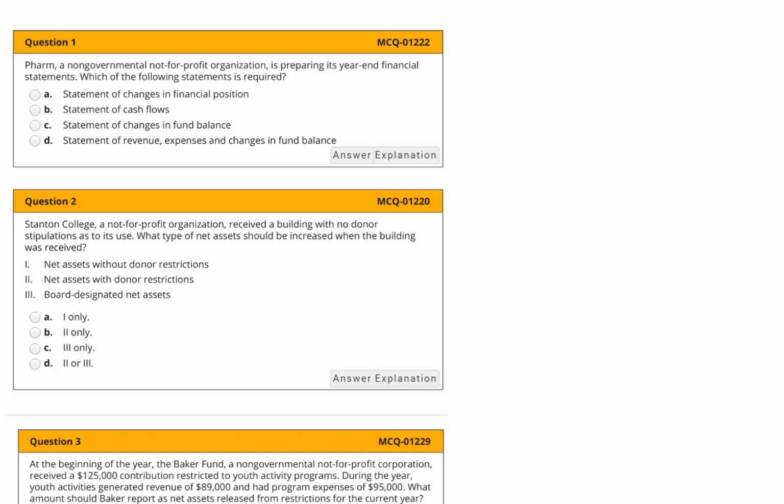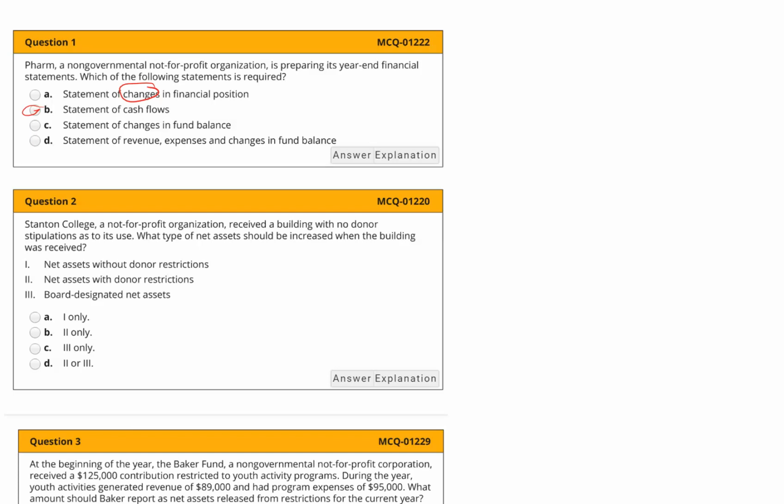Statement of changes in financial position. Well, they prepare a statement of financial position, but it's not called a statement of changes in financial position. So it's not true. Statement of cash flow. Yes, they have to prepare a statement of cash flow. And the title of the statement is correct here.